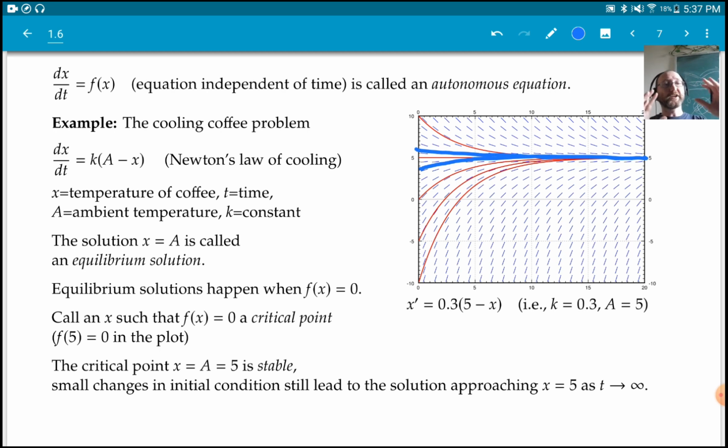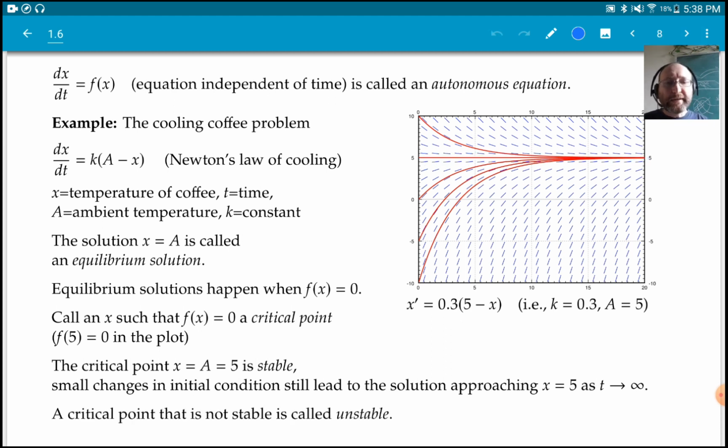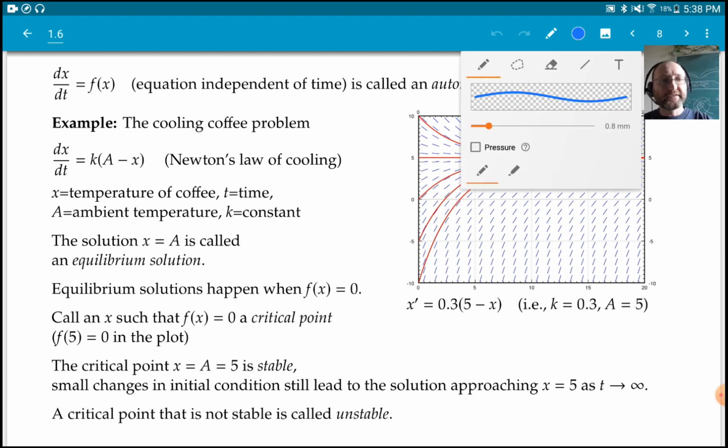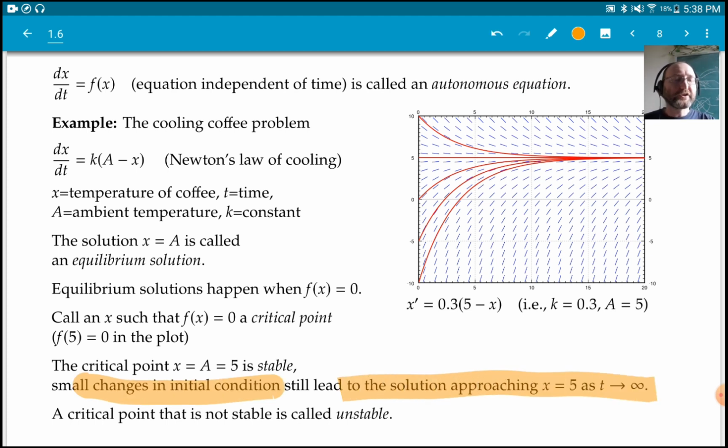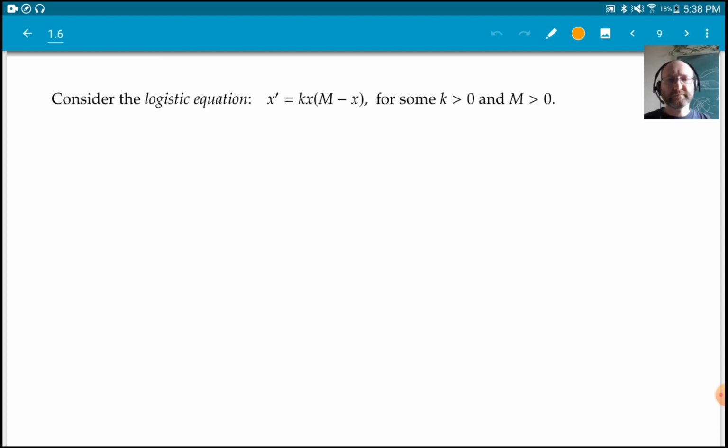So, for example, if the marble was on top of a hill, I could balance a marble on top of the hill. But if you hit it a little bit, it just goes off. It doesn't stay at the equilibrium position. So that's what stable and unstable means. Stable means that with a small change in initial condition, we're still going to get a solution approaching the equilibrium solution, right? All right.